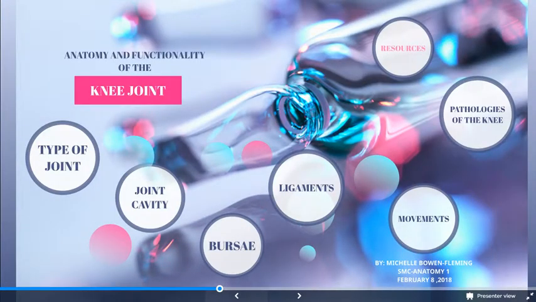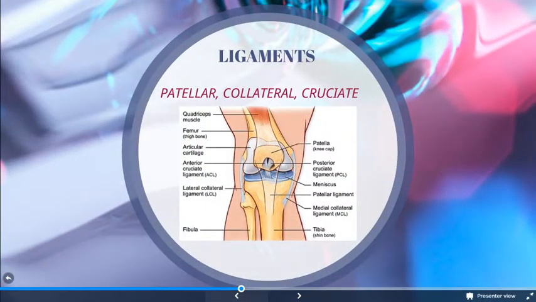Another form of stability of the knee joint comes in the form of ligaments. Remember, ligaments are flexible, fibrous connective tissue that connects bone to bone. There are three main ligaments that contribute to the stability of the knee: patellar, collateral, and cruciate ligaments.